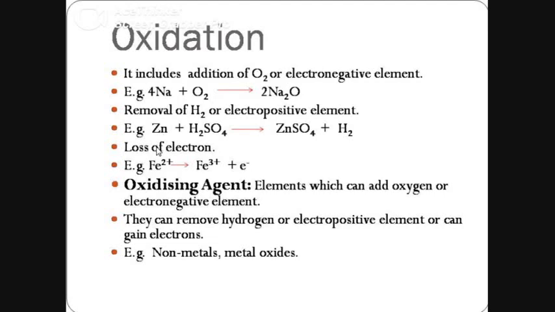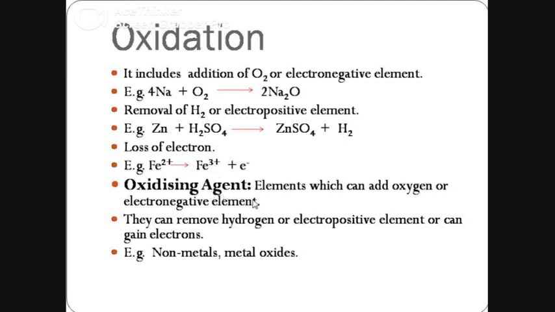Third, loss of electron also involves oxidation. Here iron 2 or ferrous ion gives ferric ion or iron 3 ion when one electron is lost. That is, here plus 2 and plus 3 indicate the number of protons which exceeds the number of electrons.